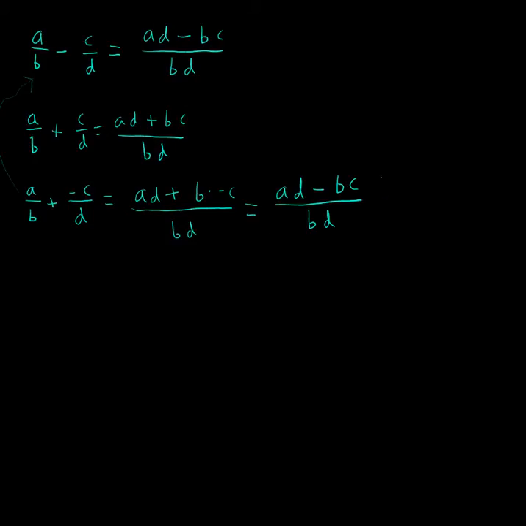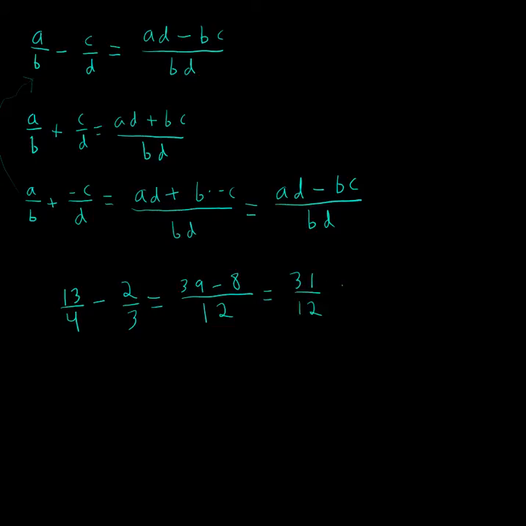And this is going to be very similar to the last operation. So if we want to take 13 fourths and subtract 2 thirds, how do we go about doing that? All we would do is 3 times 13 is 39, minus 2 times 4 is 8. And this would be over 4 times 3, which is 12. We can simplify this to 31 over 12.